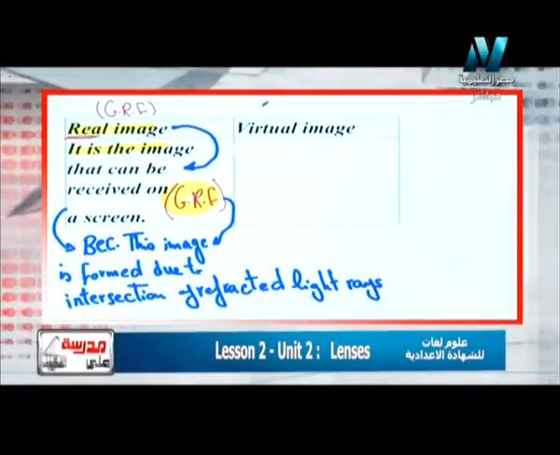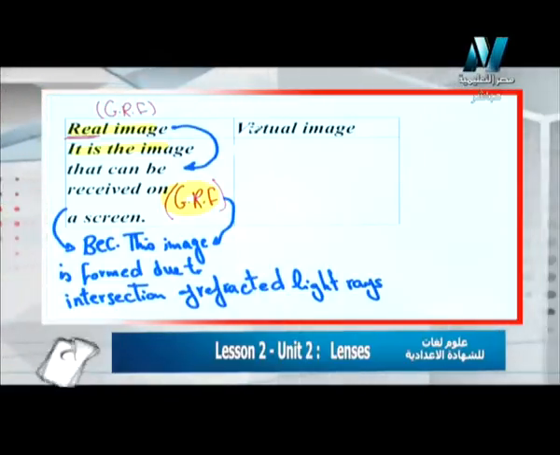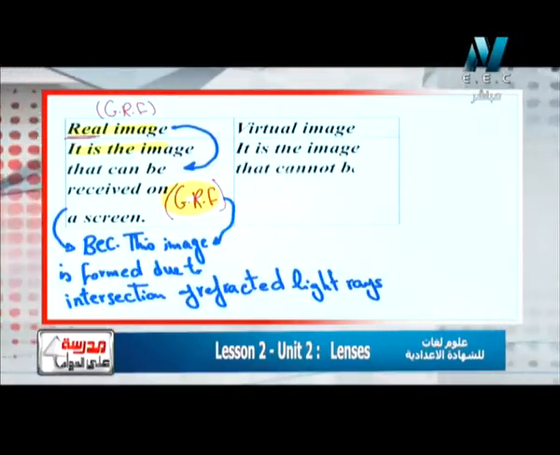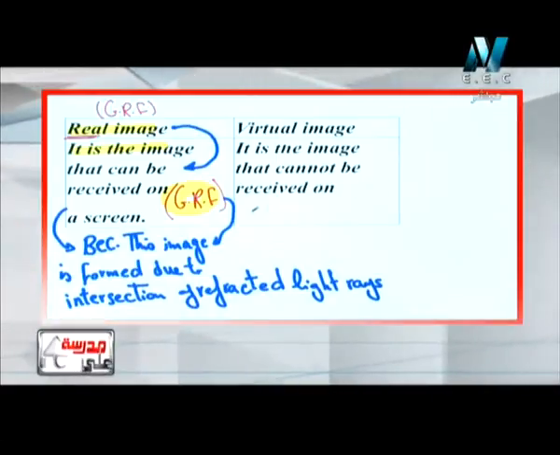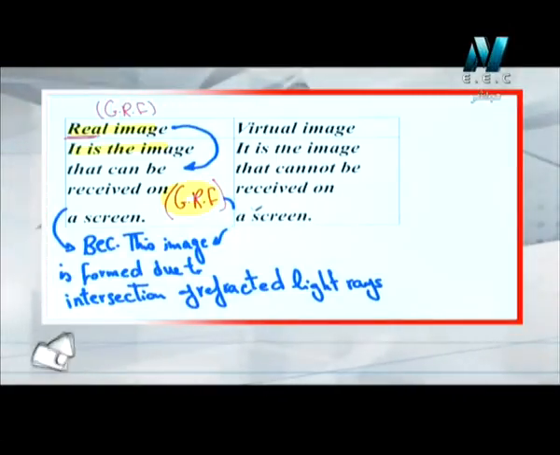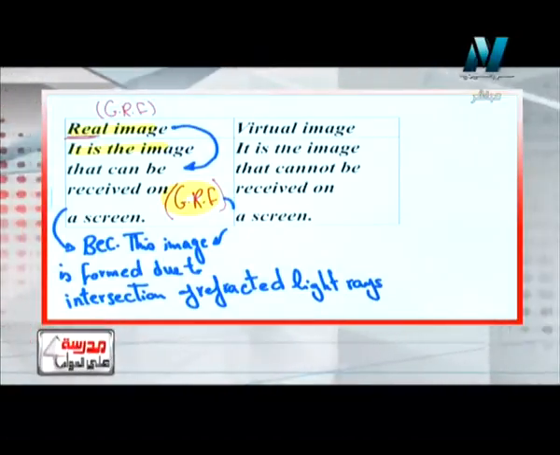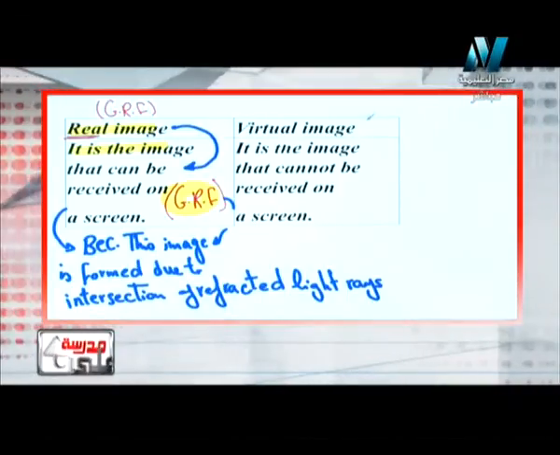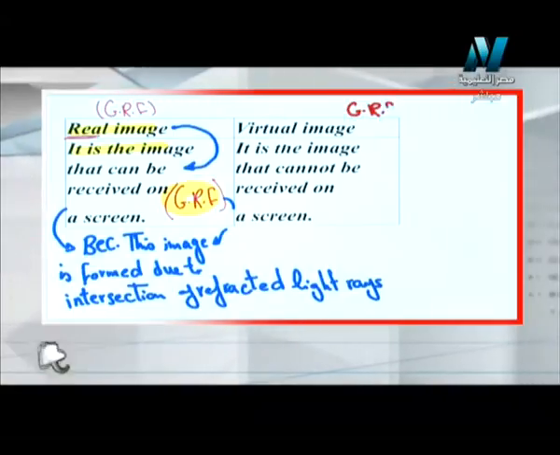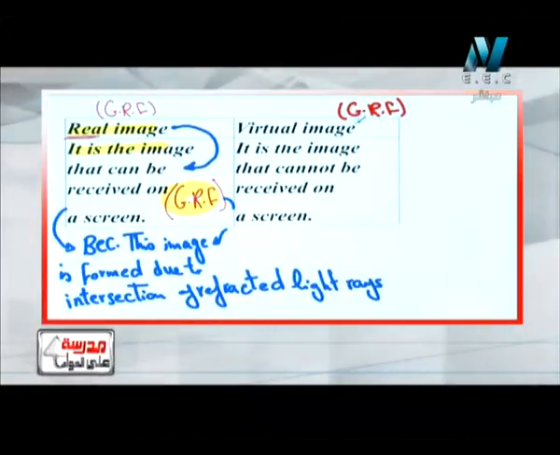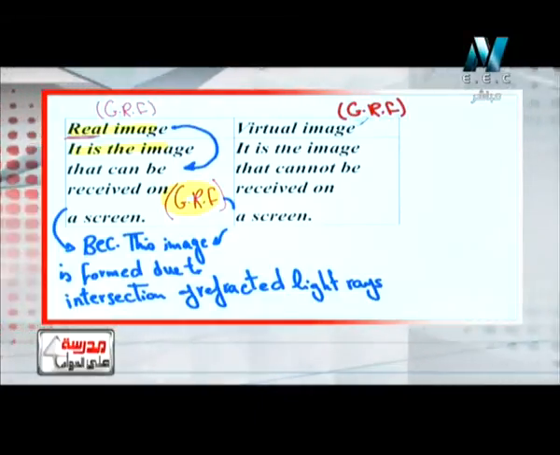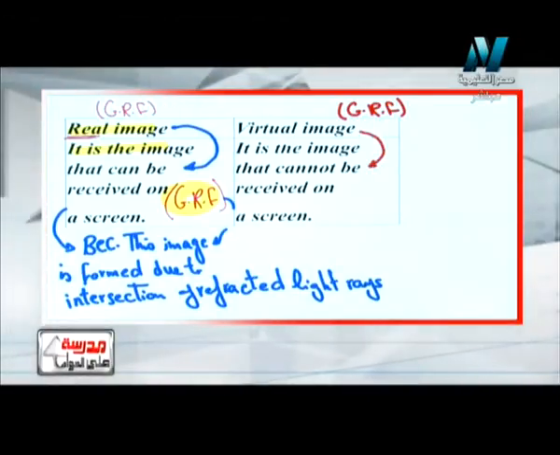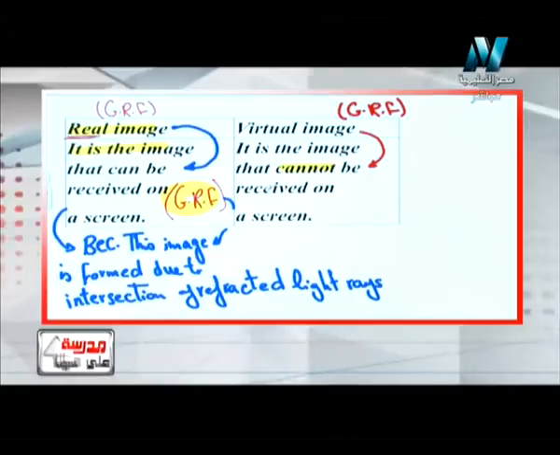So here we have virtual image, and virtual image is what? It is the image that cannot be received on a screen. Here we can't receive this image on a screen, which means virtual, or not real. So if we have any give reason for, as image through convex mirror or concave lens is virtual, because this image cannot be received on a screen.